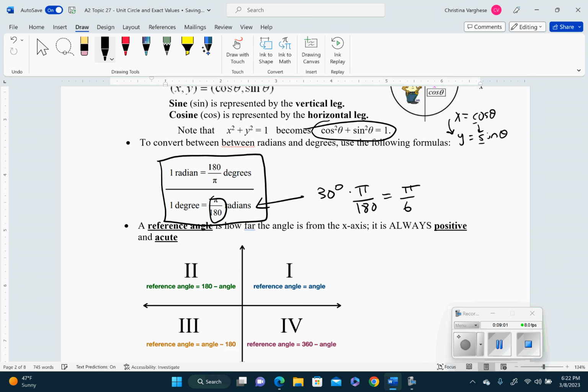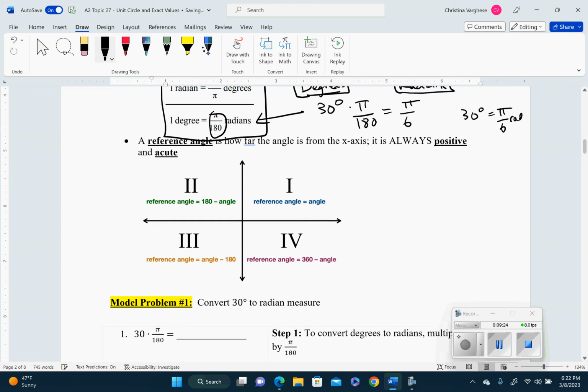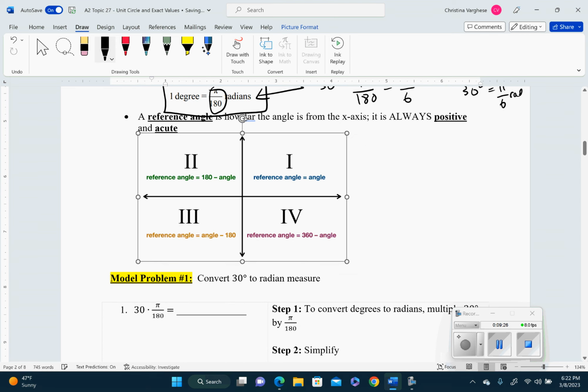You know how you measure angles is in degrees. So this is 30 degrees, and this is something called radians. So pi over 6 radians. 30 degrees is the same thing as pi over 6 radians. I know this is a lot, but we're going to get through this. A reference angle is how far the angle is away from the x-axis. It's always positive and acute. We're going to touch on that later.